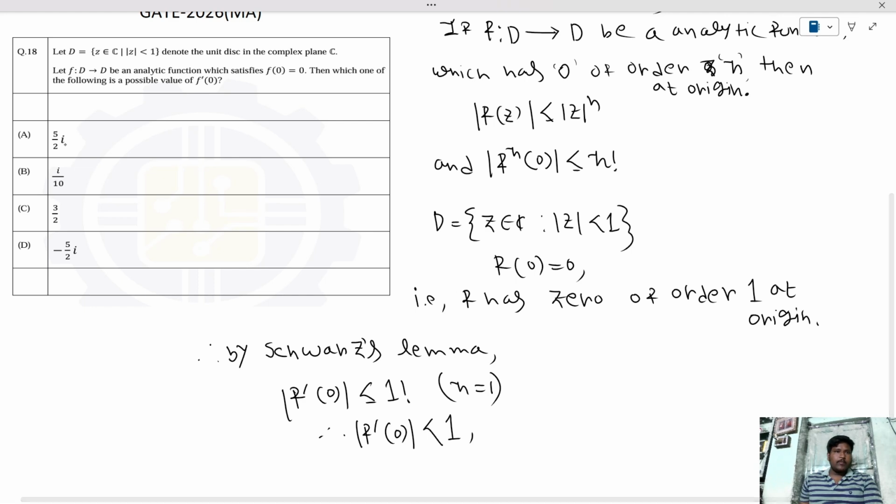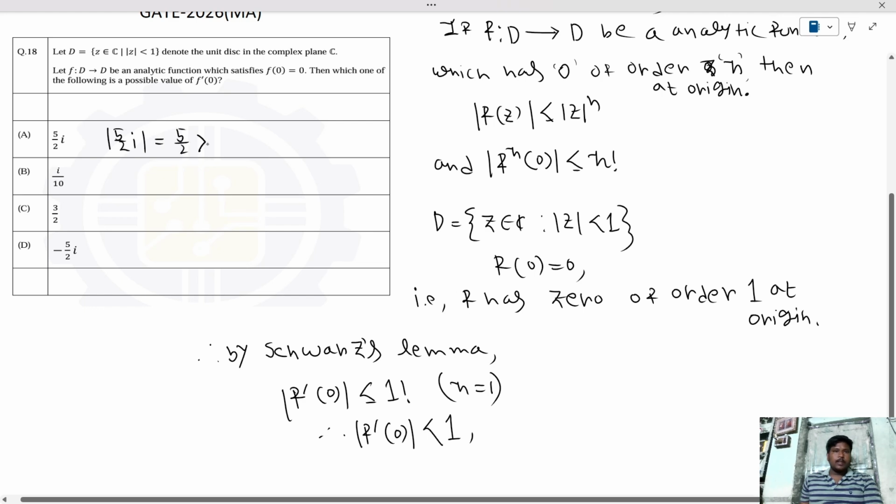अगर f डैश 0 5/2 i होगा तो mod of f डैश 0 क्या होगा? mod of 5/2 i. This is actually 5/2 which is greater than 1. This is wrong. Okay. 3/2, mod of 3/2 is actually 3/2 which is also greater than 1. This is also wrong. Mod of minus 5/2 i which is also 5/2 which is also greater than 1. This is also wrong. Now mod of i by 10 will give 1/10 which is less than 1.